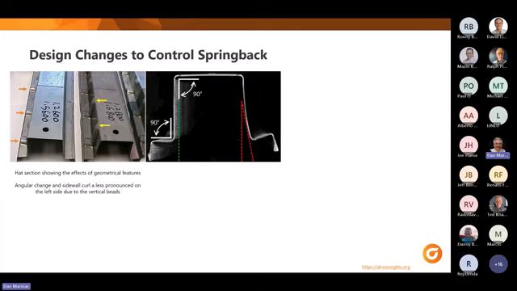Other design changes you can look at. Here's a typical hat section, but you can see that the angular sidewall curl is less pronounced on the left side. Why? Because we put these vertical beads in. These vertical beads allow the wall to be stiffened and give greater support to the wall in between. Whereas when we didn't do it on the other side, you can see what kind of springback mess you're dealing with on this side. You not only get sidewall curl, but you get a big springback coming into play here.